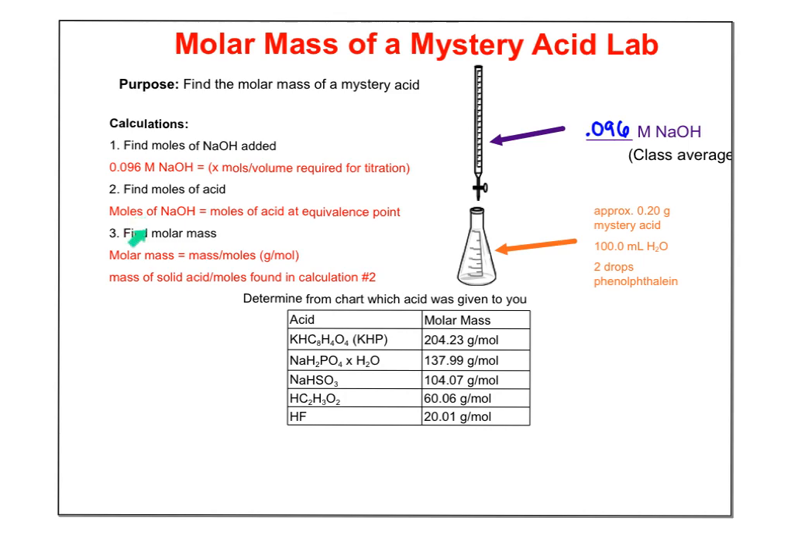That was moles of NaOH, and we know that equals moles of acid. And then we wanted to find the molar mass, so we know grams divided by moles, grams per mole, is molar mass. So if we take 0.2 grams divided by whatever the moles were, that's how we were able to find the molar mass, and we use these as our options and pick the closest one.